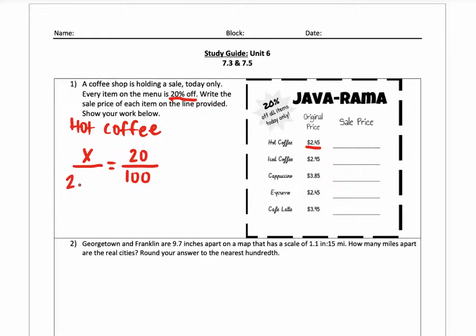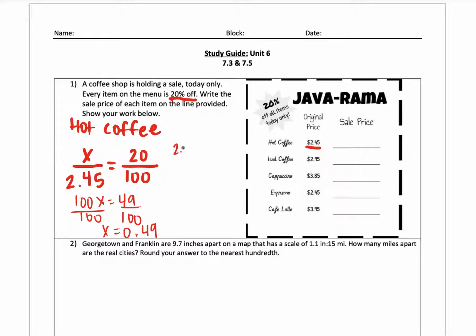Our original price of the coffee, or total price, was $2.45. So this is going to help us set up our proportion. And then we just have to cross multiply to solve for this. So when we cross multiply here, we get 100x equals 49. And then to solve for x, we have to divide by 100. So x equals 0.49. Now, x was representing 20% of 245. So that's how much this person will save if they're buying a cup of coffee.